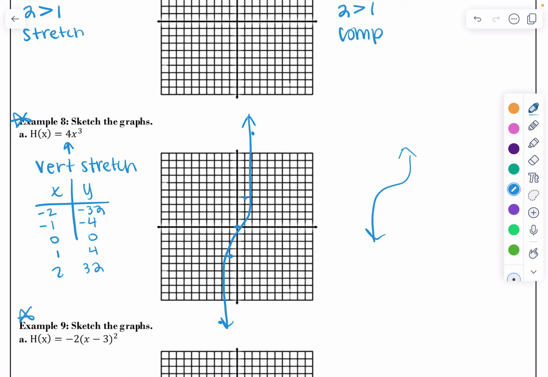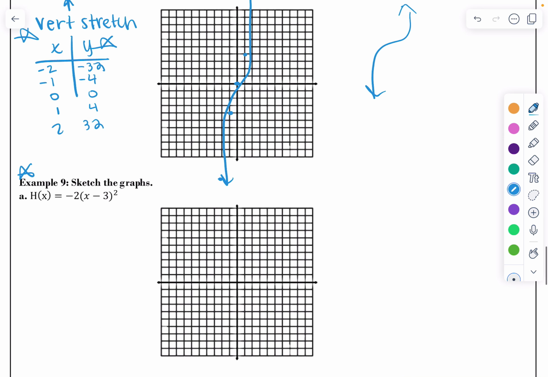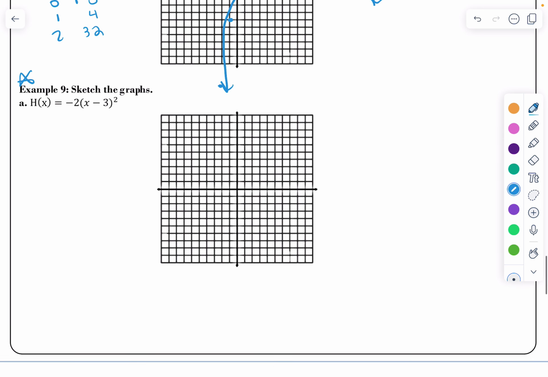Okay? So again, table, best friend. Graphing calculator, even a better friend, because you can check your answer. All right, last and final one of the notes. Looking here, we have a double whammy.